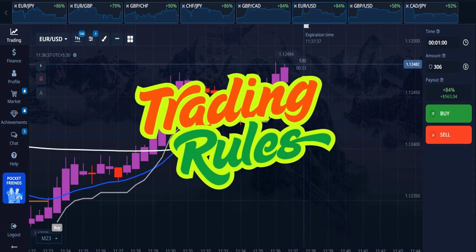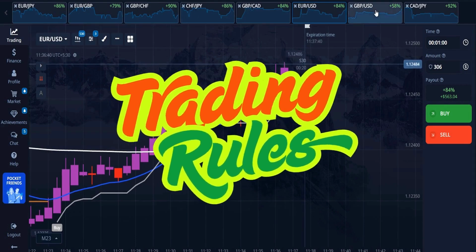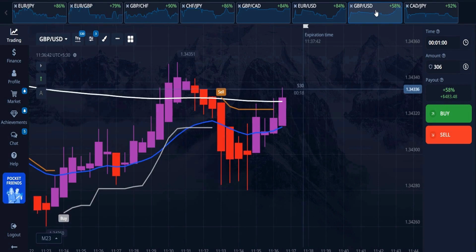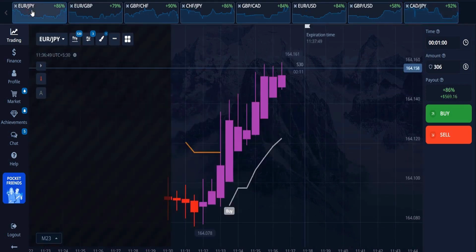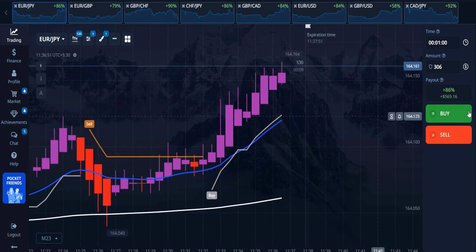Alright traders, now let's break down the exact chart setup and entry rules step by step. Chart and trade settings. Candle type: Heikin Ashi. Time frame: 30 seconds. Trade duration: 1 minute. Now let's look at when to enter sell and buy trades.